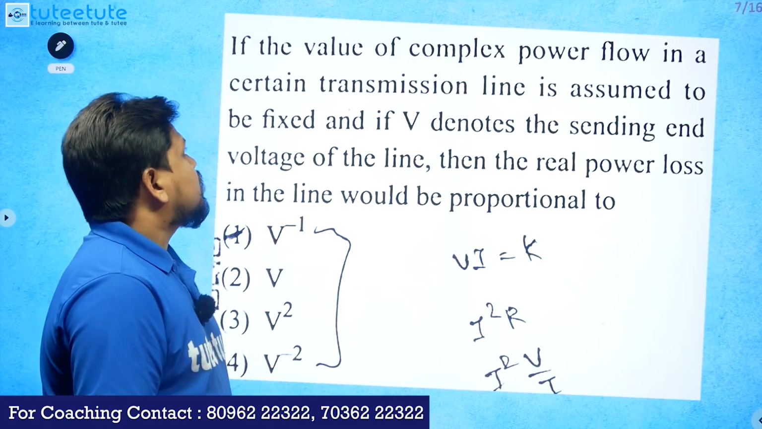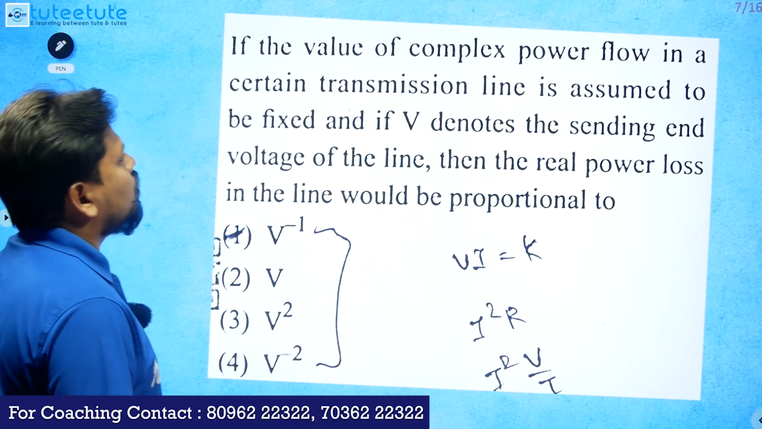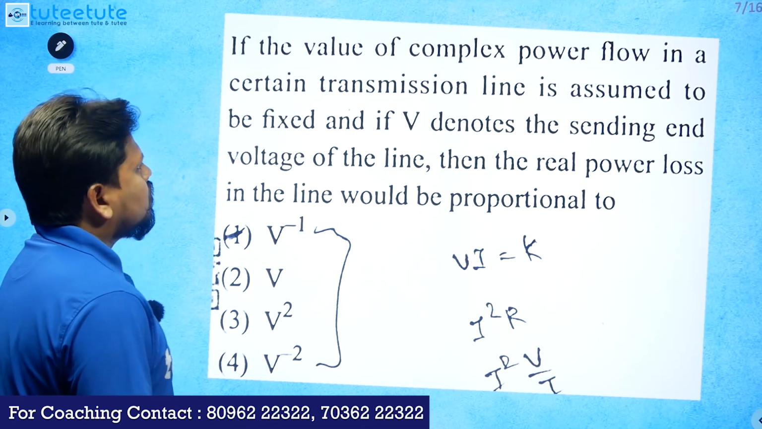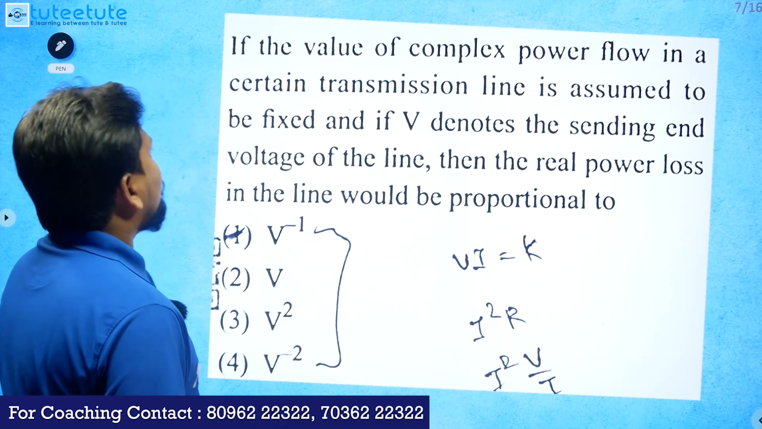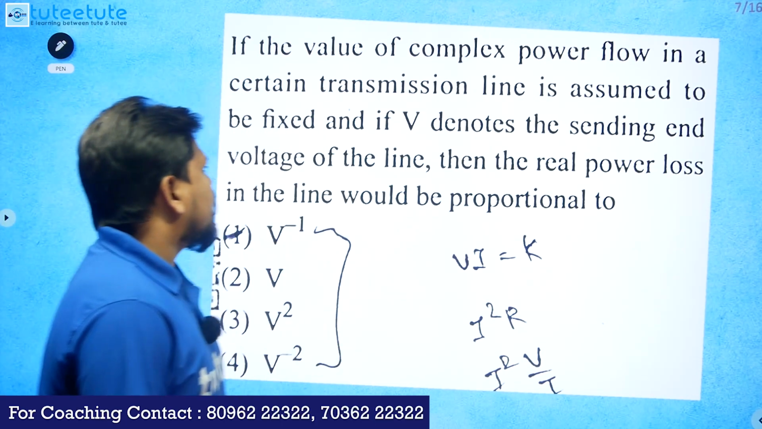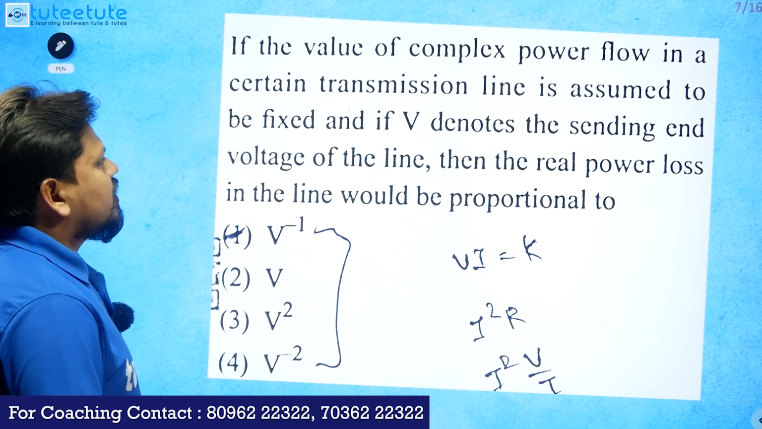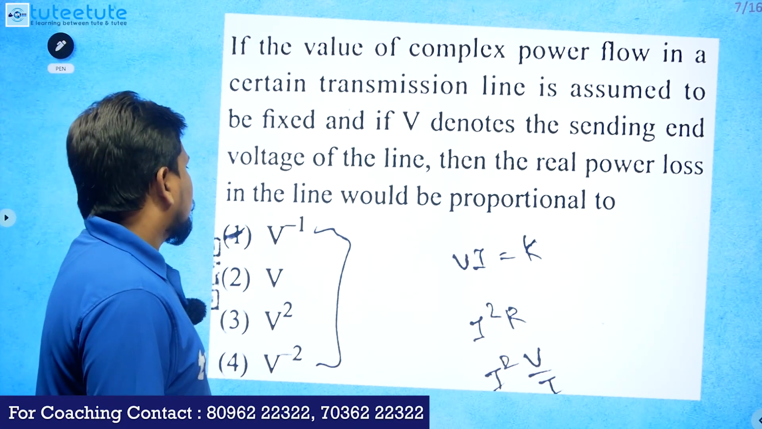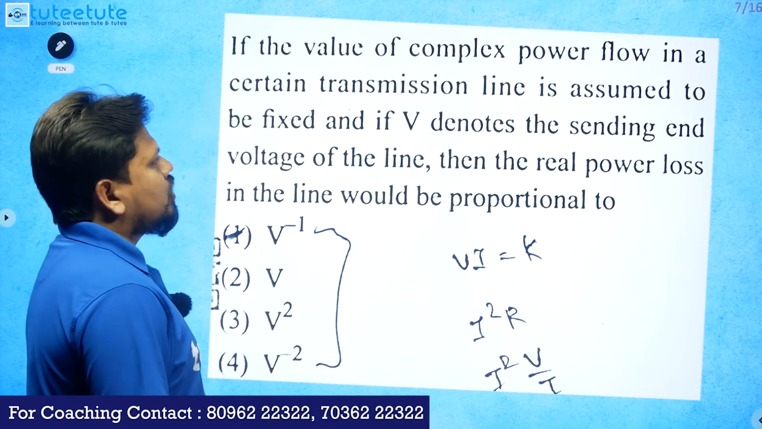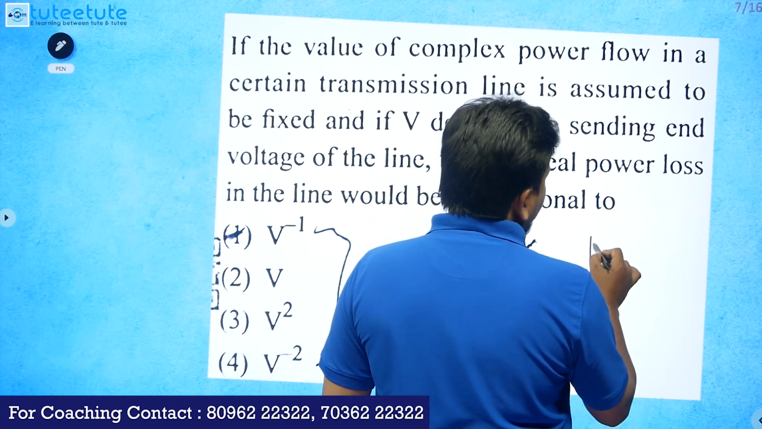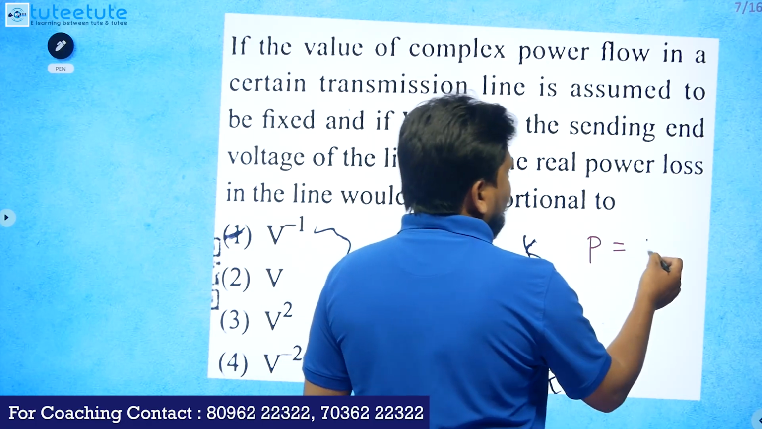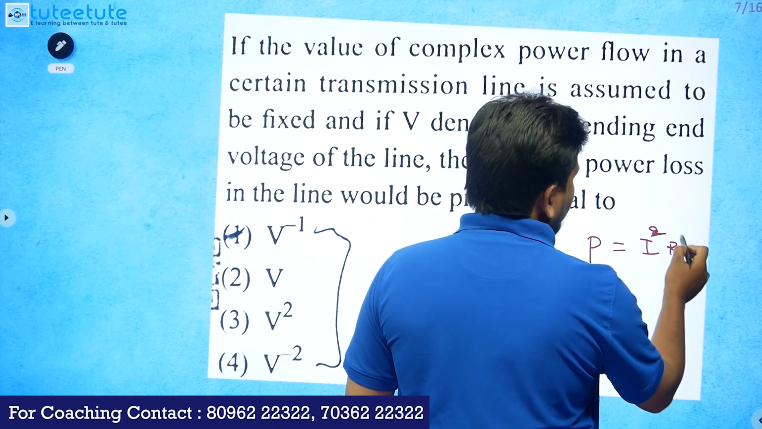Next question: if the value of complex power flow in a certain transmission line is assumed to be fixed, and if V denotes the sending end voltage of the line, then the real power loss in the line would be proportional to what? What is real power? Real power means active power. Generally, how do you give active power? I square into R. This is the general formula in any power system network.